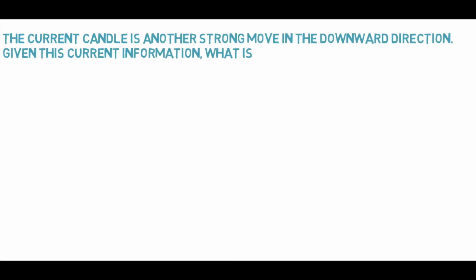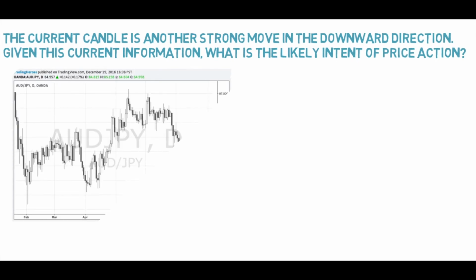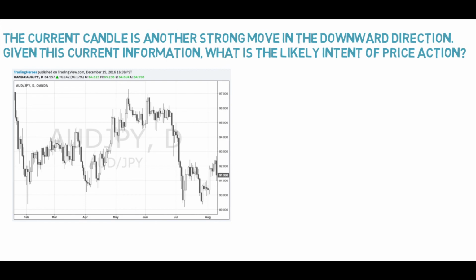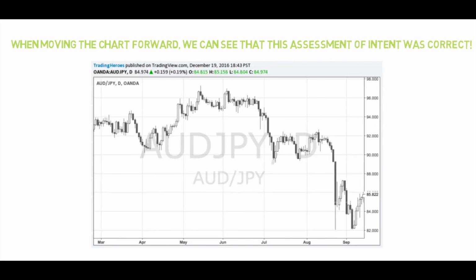Now, in this next photo, the current candle is another strong move in the downward direction. With this current information, what's the likely intent of price action? Now, you probably said the price would probably move down more from here, so you would have opened a short or you would have not taken the long position. And when we move the chart forward, we can see that this assessment of intent was correct, and you would have either profited from your short or lost greatly from your long.